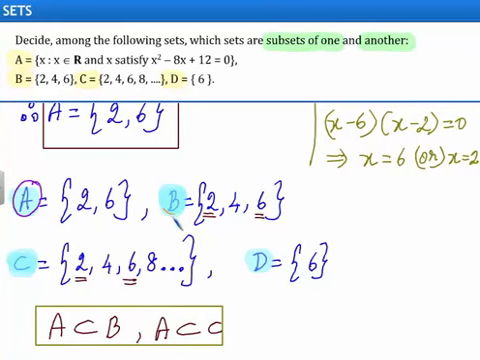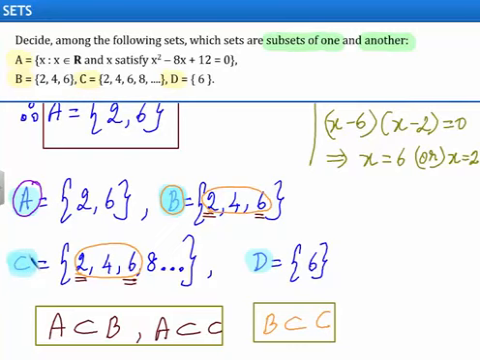Next, let us consider the set B. Set B is a subset of set C alone, since the elements of set B are in the set C. We can consider set C now. Set C is not a subset of any of the given sets. So let us move on to the set D.